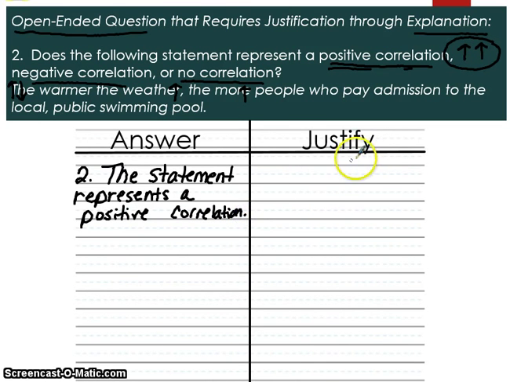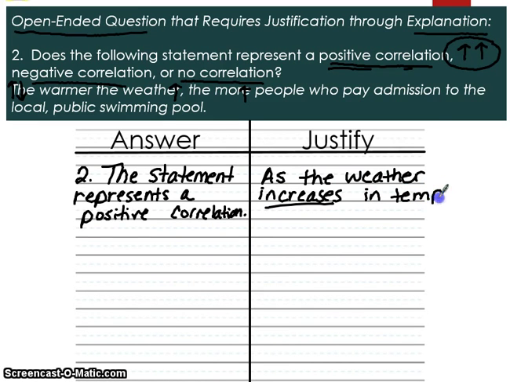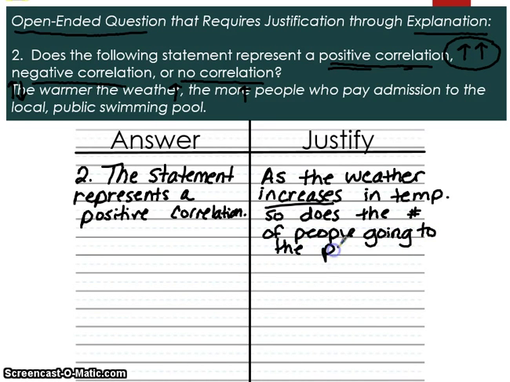Now I got to justify it. So as the weather increases in temperature, so does the number of people going to the pool. There's a few different ways you could say that, but notice I didn't just write what it said up here. I put it in my own words. So as the weather increases in temperature, so does the number of people going to the pool.